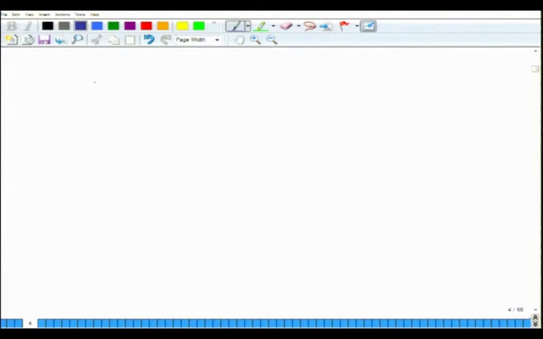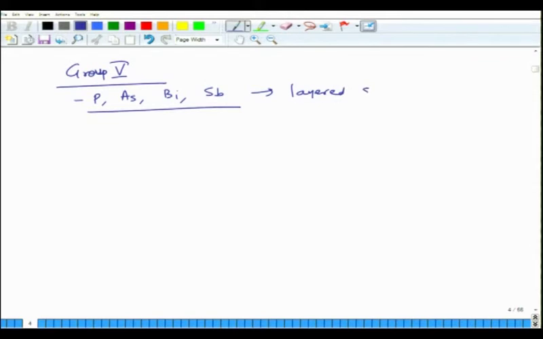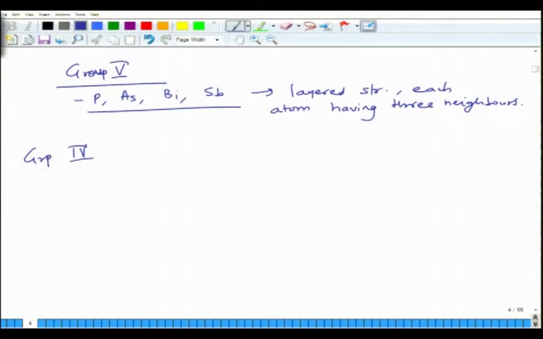These are not something that we use on a routine basis. Group 5 elements such as phosphorus, arsenic, bismuth, antimony also have strong covalent character, and they basically have a sheet-like layered structure in which each atom has three neighbors. And then the most famous is group 4.